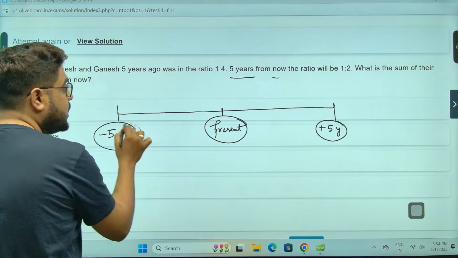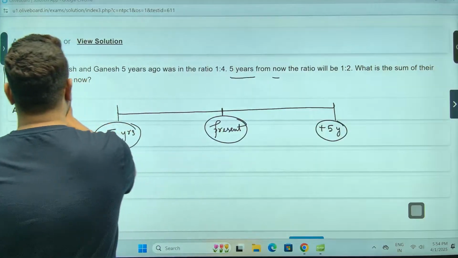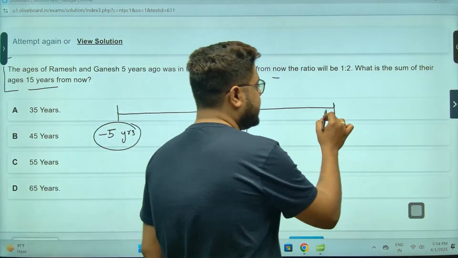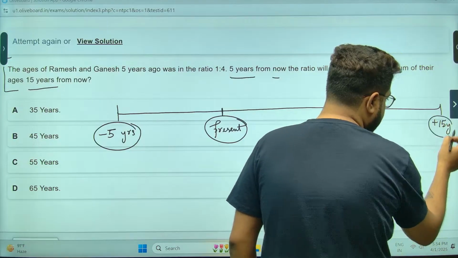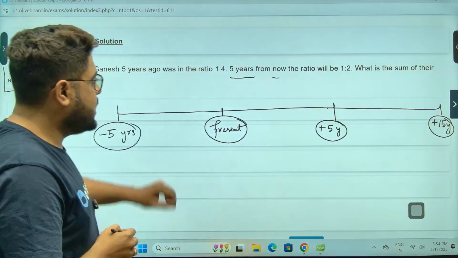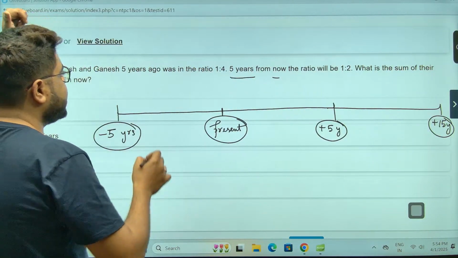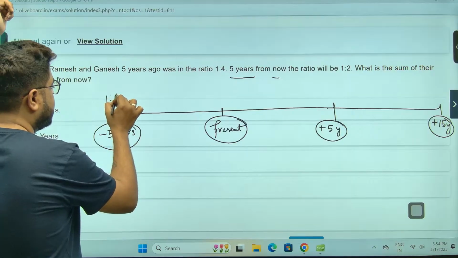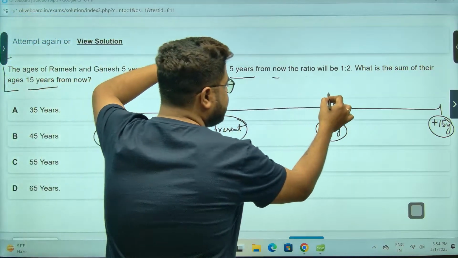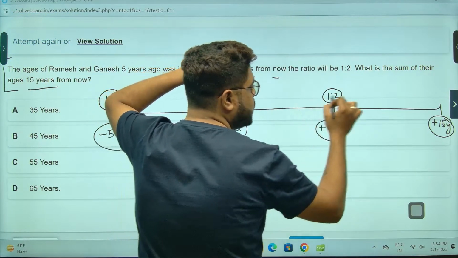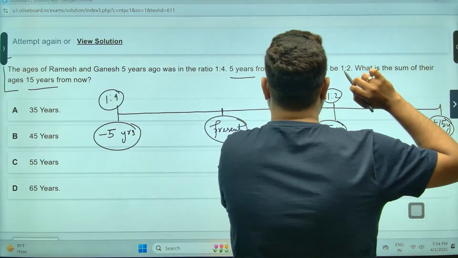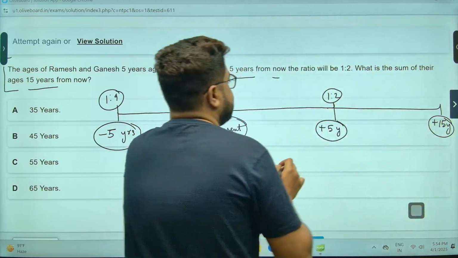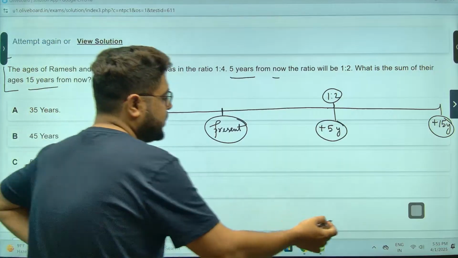And what is the sum of their ages 15 years from now? This is plus 15 years. Now, 5 years ago it was 1:4. 5 years from now, 1:2. And the sum of ages is what they are asking, which I don't know. Okay, let's go with options.